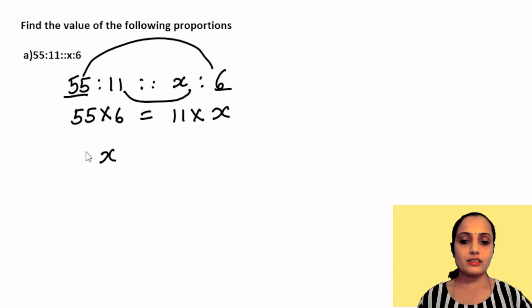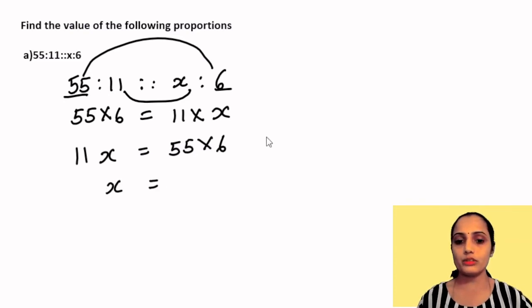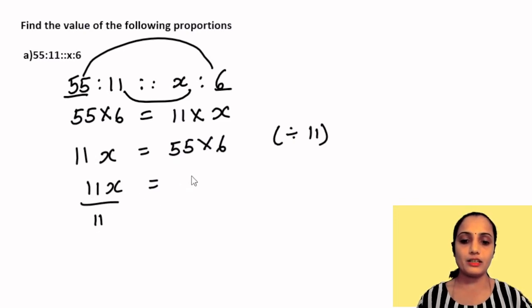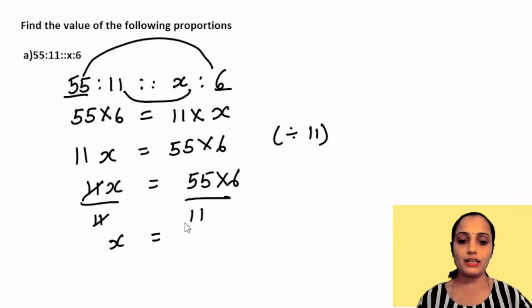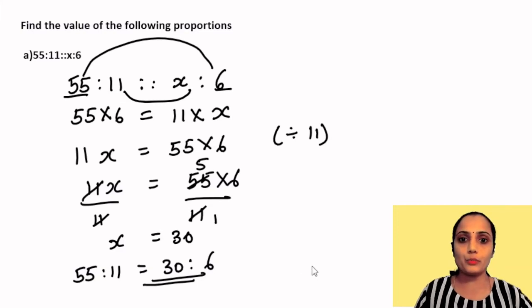Now, we can write this the other way also. 11x is equal to 55 into 6, and now dividing by 11 on both sides of the equation, we have 11x by 11 is equal to 55 into 6 divided by 11. Now this gives us x, and here we have 11 one time and 11 five times. So we have 5 into 6, 30. So the answer becomes 55 is to 11 is equal to 30 is to 6. These are your two ratios which are in proportion.